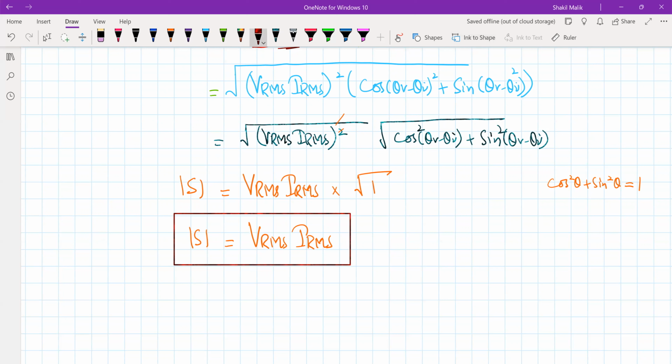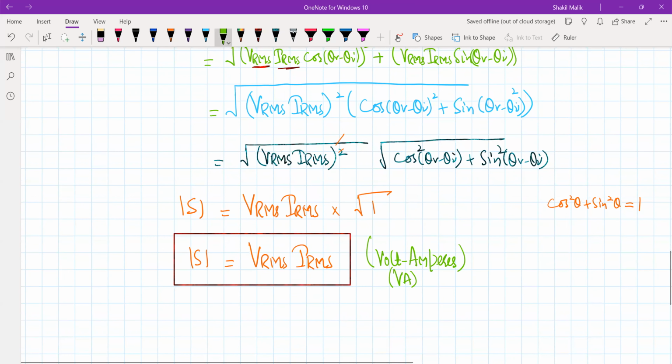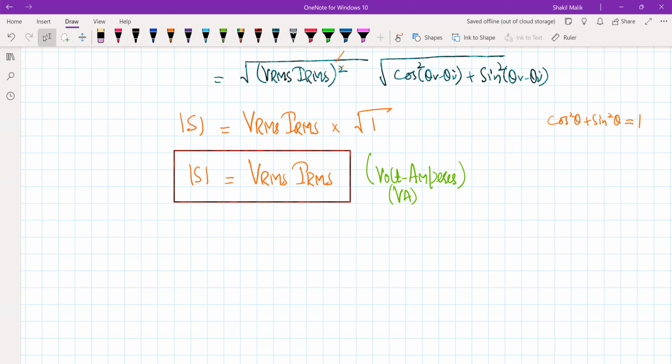And the unit is volt amperes. So the unit here is volt ampere, or simply VA. So it is denoted by VA. All right. So this is how we define this complex power. And this is referred to as the apparent power. So S is equal to Vrms times Irms is referred to as the apparent power.